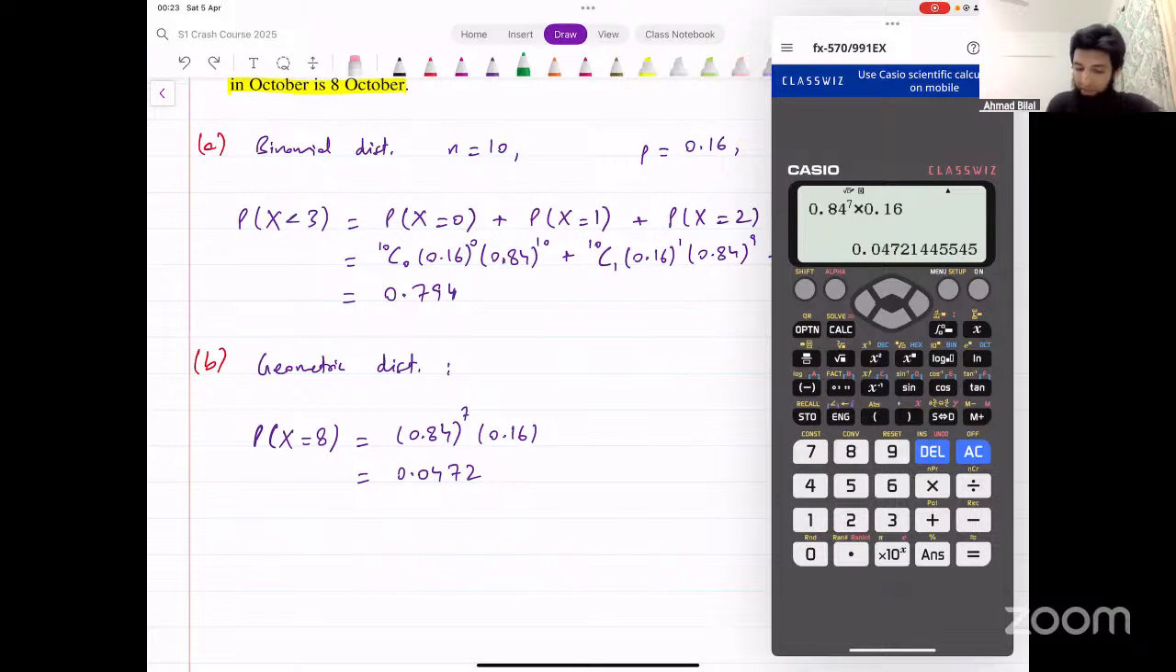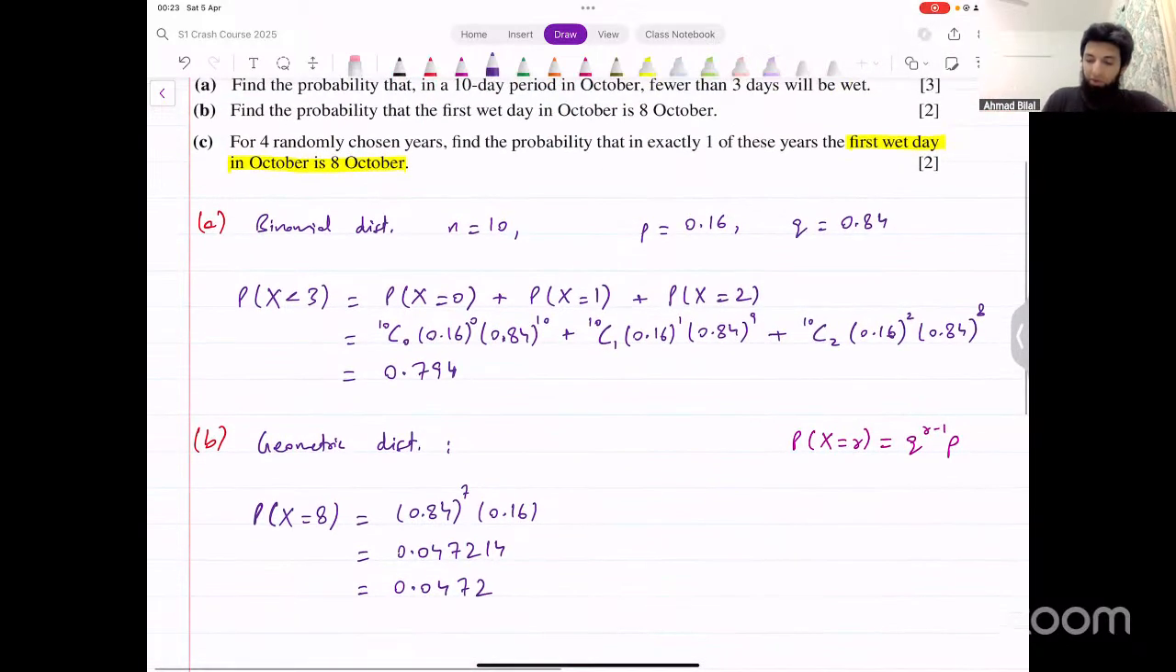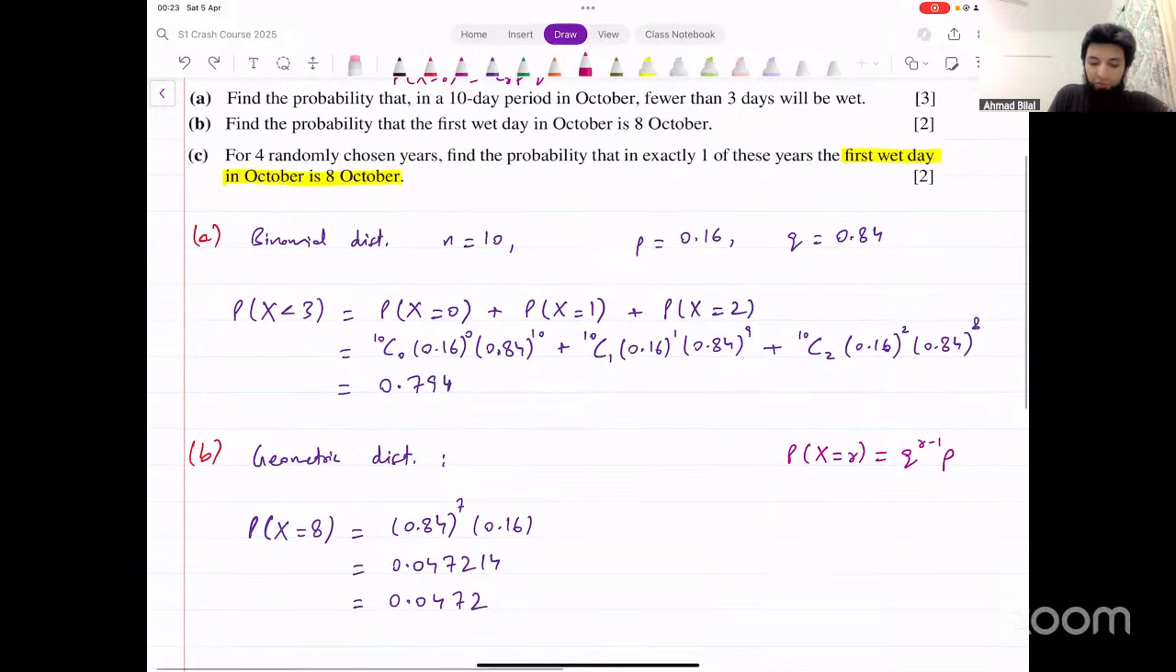Is that an exact number? I think I calculated it myself. Okay, now it's not an exact number, so I should write down a few more decimal places because we have to use this in the next part. And then I can round it off. This is 0.0472. We already know the probability for this. And then they're saying, for 4 randomly chosen years, find the probability that in exactly one of these years, the first wet day in October is 8th October.